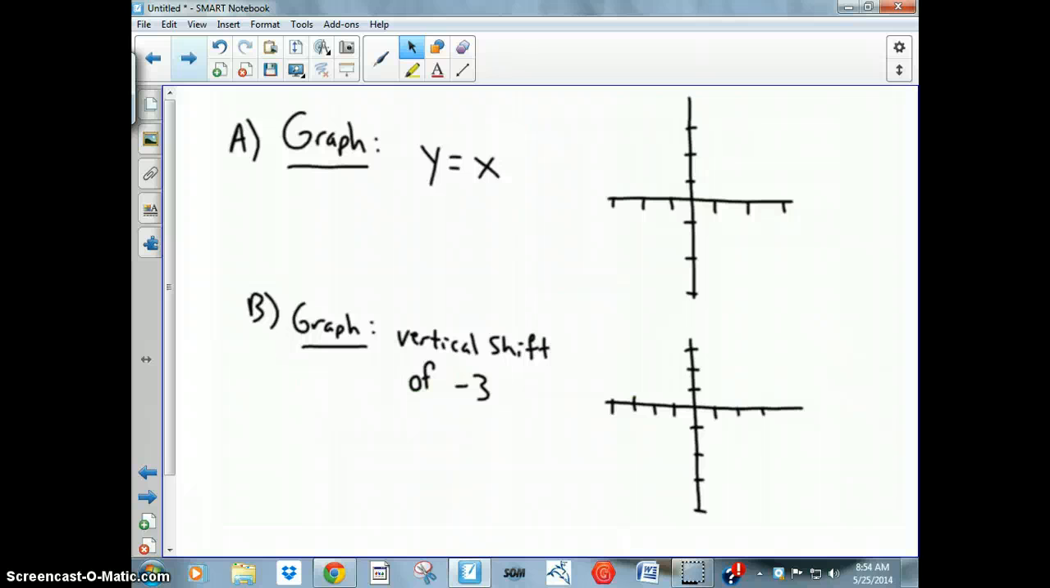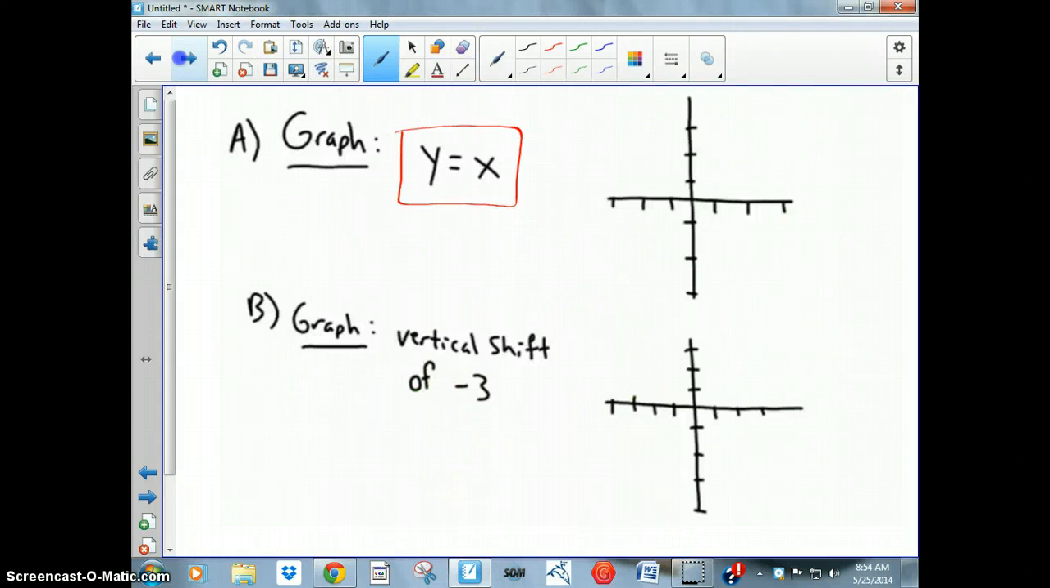First of all, let's actually look at a graph. Now, we already talked about the parent function, y equals x. And I'm going to regraph this again. Again, it's got a y-intercept of 0, 0. And we go over 1 and up 1, over 1 and up 1. And our parent function looks something like that. So this is the graph that we are going to transform.